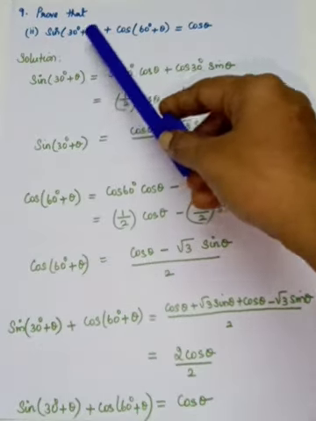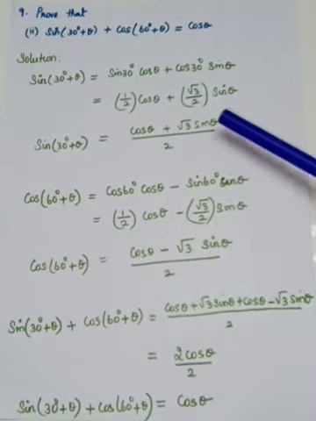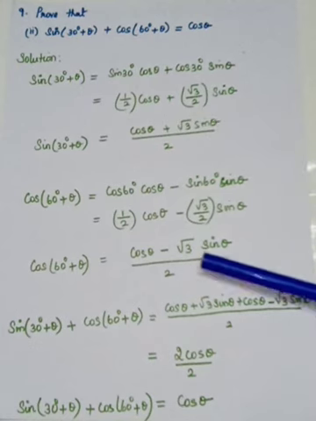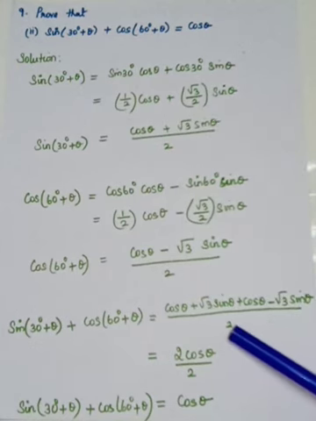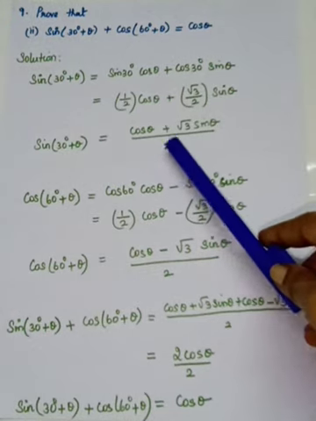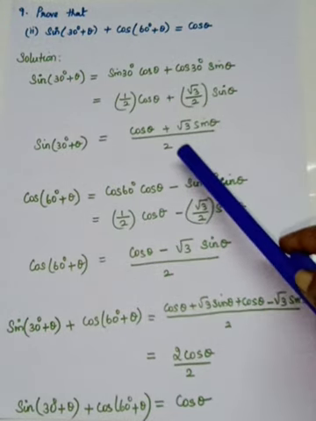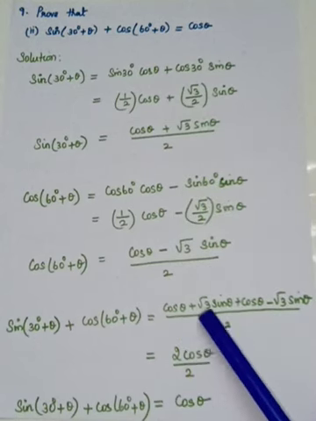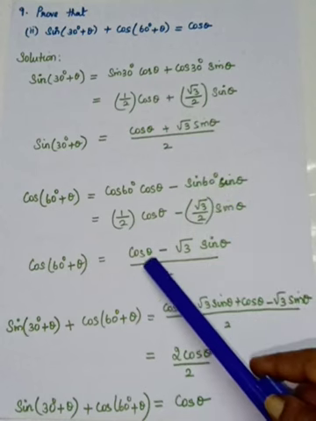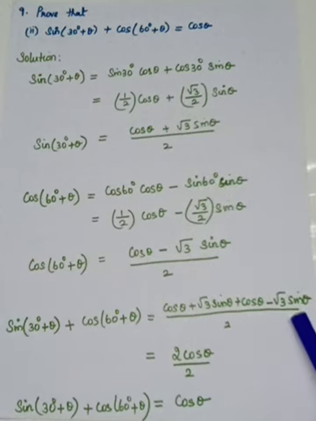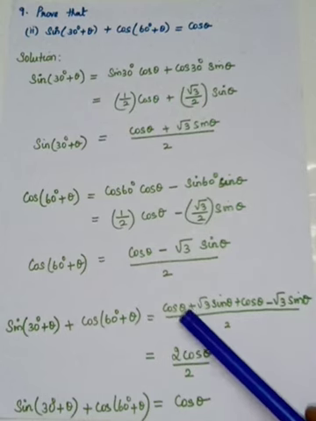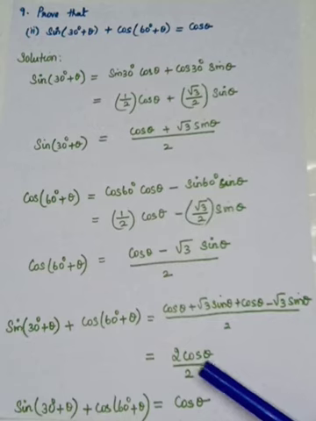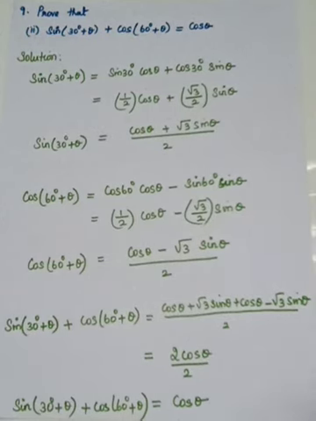So what you have to do is add these two results. What is in the denominator? The denominator is 2, so here also the LCM is 2. We have to add the numerators: cos theta plus root 3 sin theta plus cos theta minus root 3 sin theta. Plus root 3 sin theta and minus root 3 sin theta get cancelled. Cos theta plus cos theta is 2 cos theta, divided by 2. The 2 gets cancelled, and your answer is cos theta. So we have proved the result.